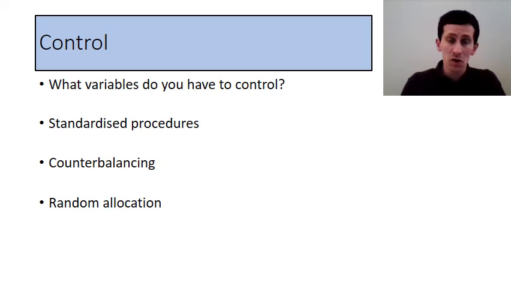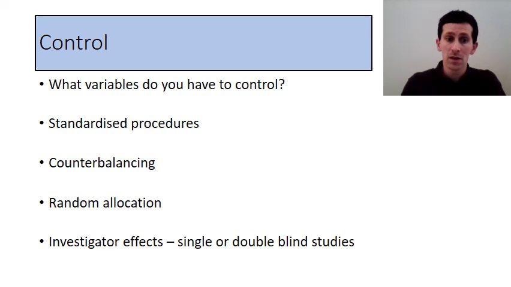Random allocation, are you going to use that? Why are you going to use it? How are you going to stop things like investigator effects? Are you going to use single or double blind studies? How are you going to control for variables? Don't just put the normal standard thing like I'm going to control for age, for gender. Make sure you're linking it specifically to the experiment.